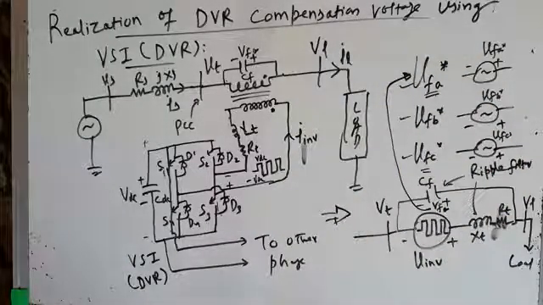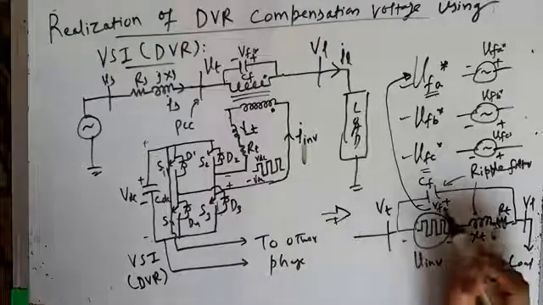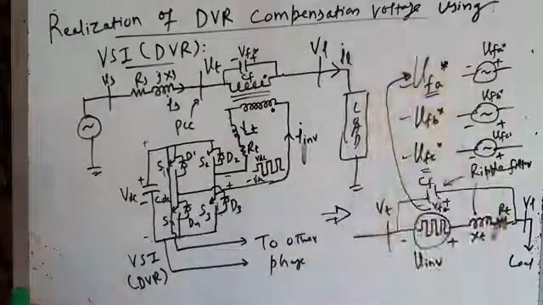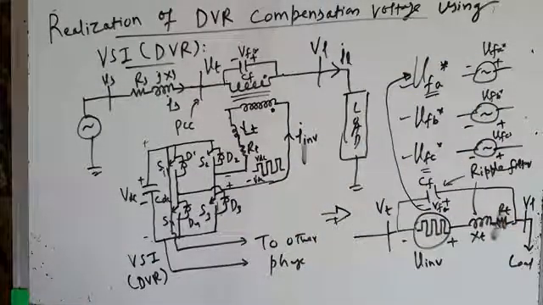Okay. Similarly, in the other phases it will happen the same way. Now the question is, so this is how you get VFA equal to or same as VFA star. Similarly, VFB will be same as VFB star. VFC will be same as VFC star.